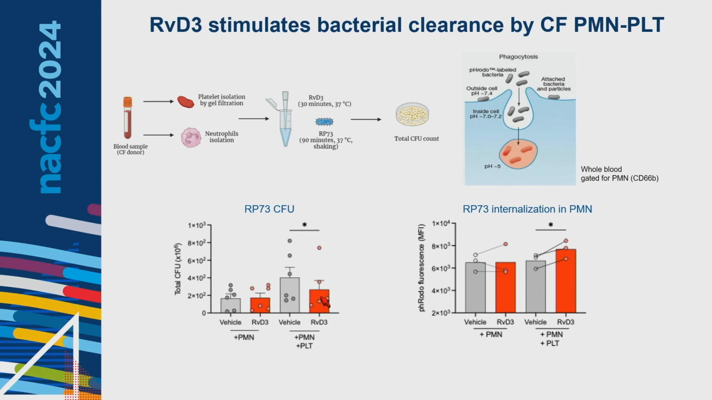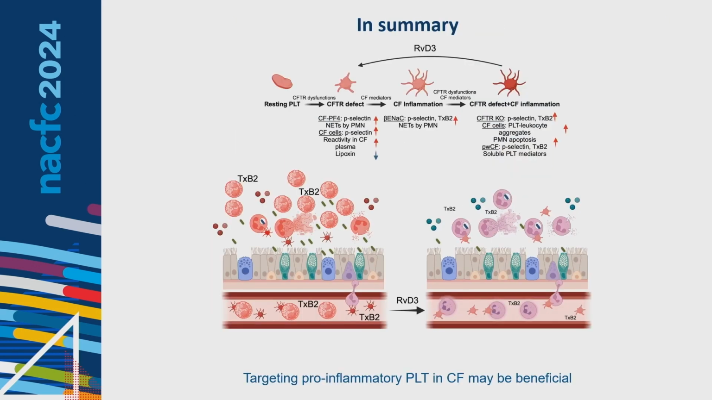And as you can see here in this graph, what we found is that resolvin D3 is able to control bacterial growth only when neutrophils were co-incubated with platelets. Maybe this reduction in bacterial growth could be due to an increased internalization of the bacteria by neutrophils, but again, only when platelets were present. So again, corroborating the hypothesis that resolvin D3 acts through platelets to alter the inflammatory response against Pseudomonas.